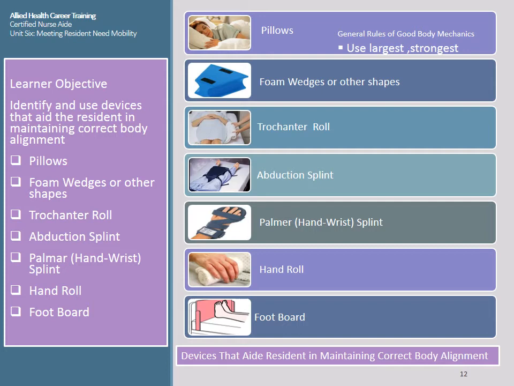Bedbound residents should be repositioned at least every 2 hours. We must follow the care plan. Document the time and the position with each change. Always check the skin for signs of irritation whenever you reposition a resident.